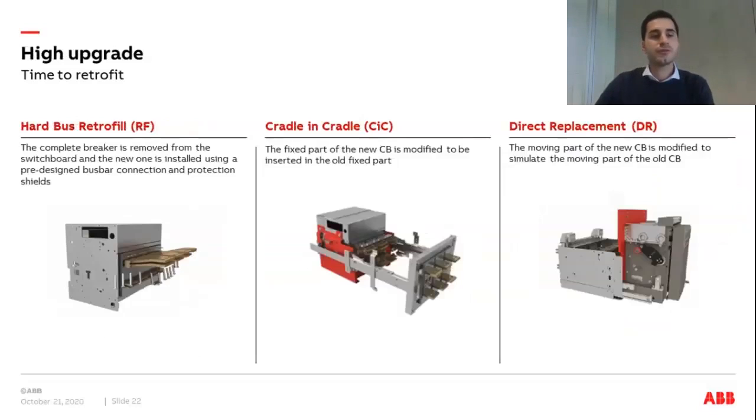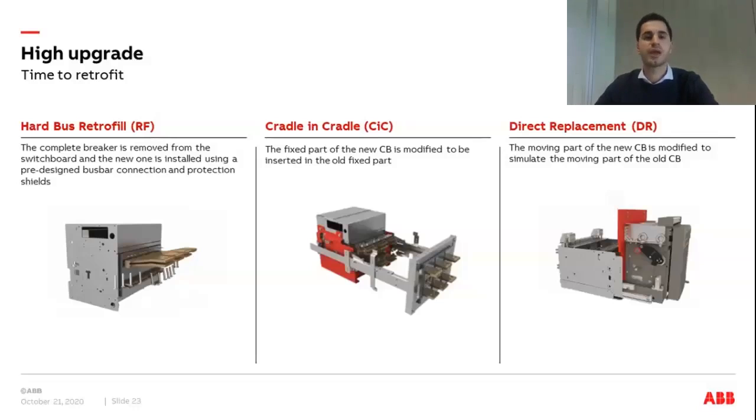Our retrofitting kit solutions are split in 3 product lines. So there are 3 different ways to upgrade your device thanks to our retrofitting. The first product line is the hard bus retrofit. It consists in the replacement of the complete breakers thanks to an adaptation kit that allows to connect the busbar of the switchgear with the terminals of the breaker. This solution is suitable for fixed and withdrawable versions, and the time for the installation is from 6 to 8 hours.